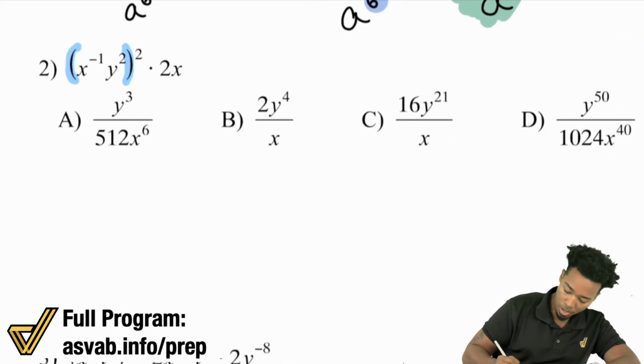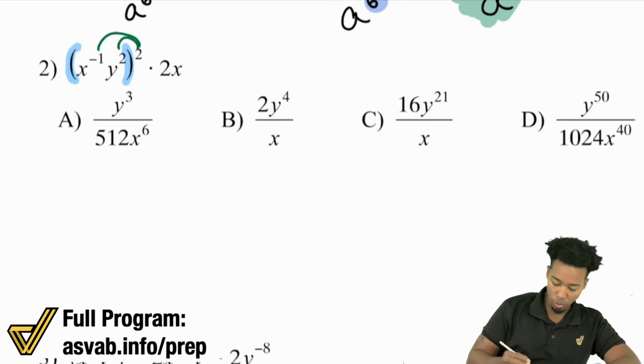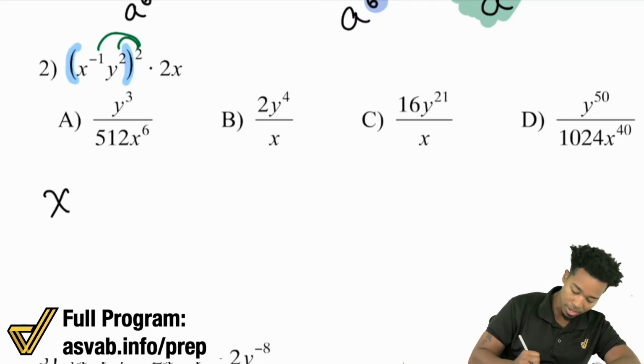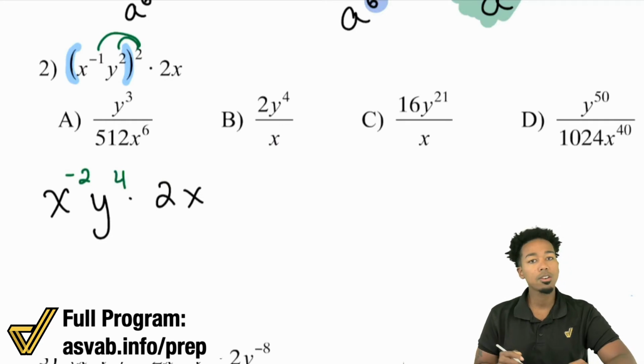Here we go. We're going to go ahead and apply the power of a power law and multiply the exponents by that 2. So what that means is we'll have x to the power of negative 1 times 2, which is negative 2. We have y squared times 2, and 2 times 2 is 4. Then we have the multiplication of 2x right there. And so let's take care of business.